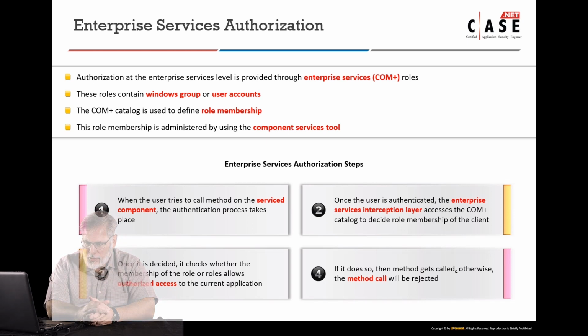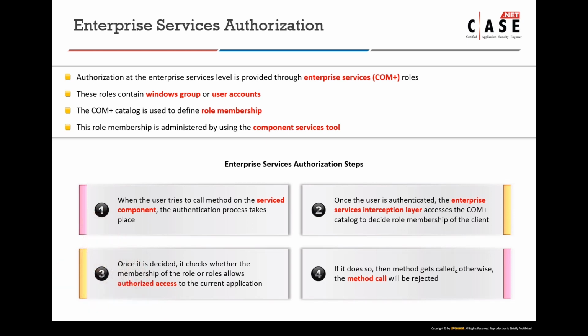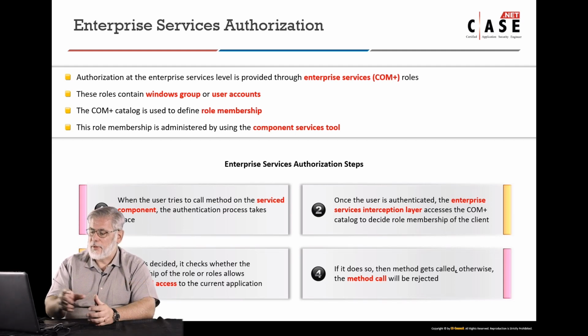So let's say a user tries to call a method on some component. The authentication process starts taking over, and it looks to see whether or not the membership of that particular role allows access to that application. Assuming they are authenticated, the enterprise services interception layer will look and decide what they're able to do. Are they able to call a method, retrieve data, send data, those sorts of things.